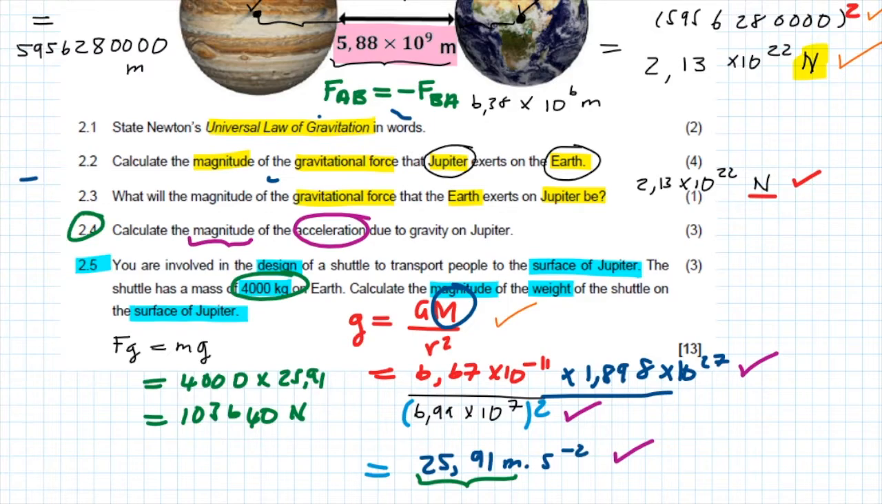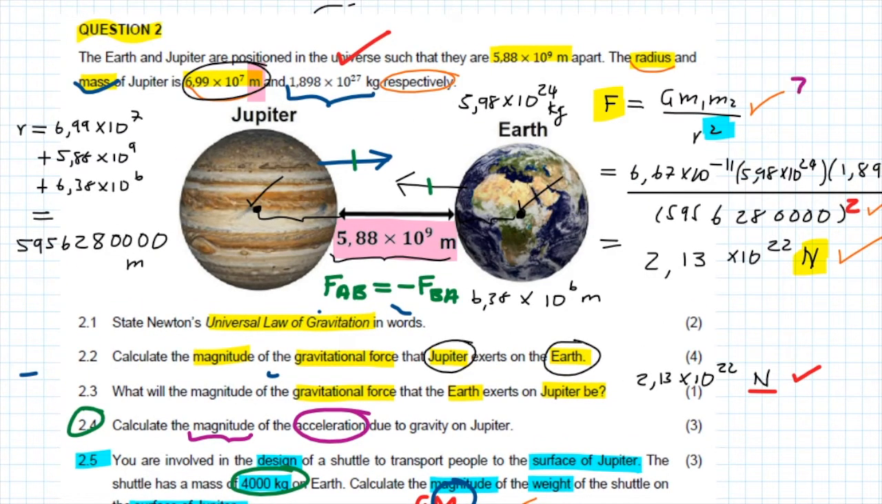You're going to get 1 mark for your formula, 1 mark for your substitution, and 1 mark for your final answer. Some of you may have instead made use of this formula and obtained exactly the same answer. In that case, you would substitute in the mass of the shuttle here, the mass of Jupiter there, and the radius of Jupiter in the place of r.